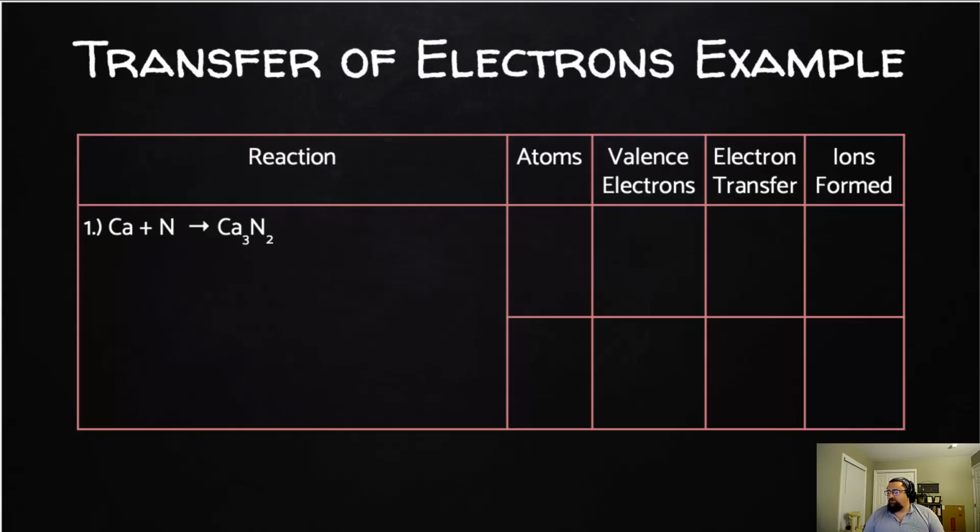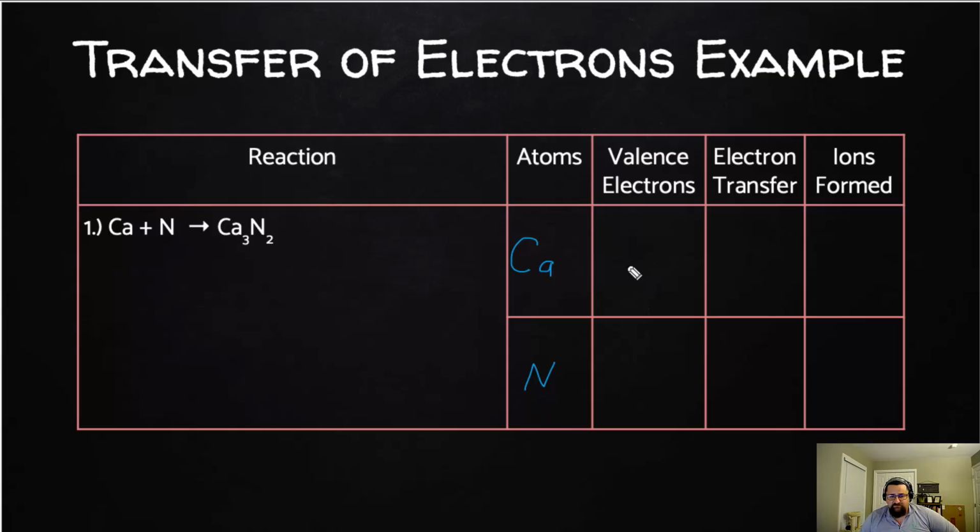So as we are looking at our example here of calcium plus nitrogen goes to form calcium nitride, we can look at the different things here to evaluate this reaction. And so the first thing we're going to do is look at these atoms. Well, we have two atoms here that we're talking about. We have calcium and we have nitrogen. And so we're going to look at the valence electrons.